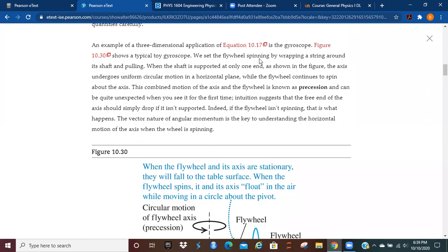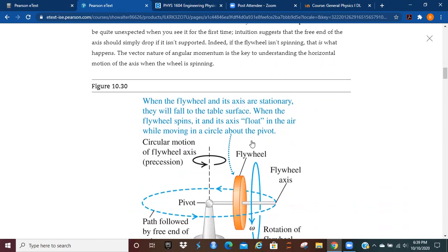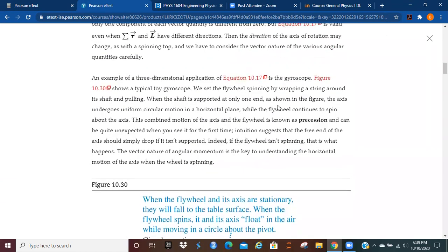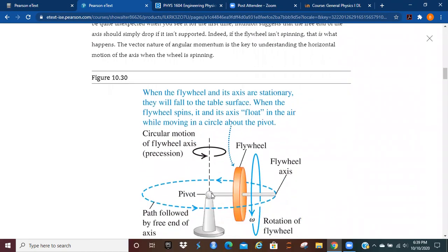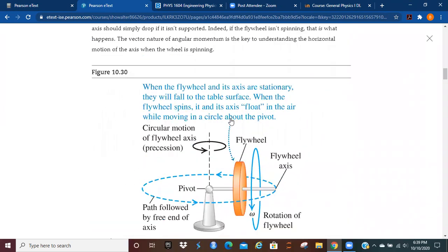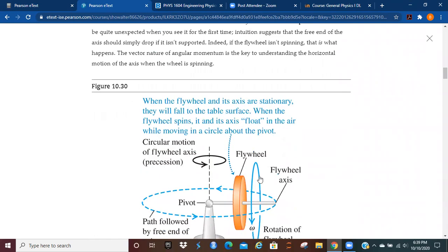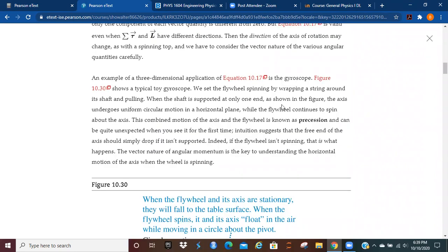So an example of a three-dimensional application is going to be the gyroscope. This figure right here is going to represent our gyroscope. We're going to set the flywheel spinning by wrapping a string around a shaft and then pulling. When the shaft is supported at only one end, which is what you see here, the axis undergoes uniform circular motion in a horizontal plane. In other words, it's going to spin like this, while the flywheel continues to spin around the axis.